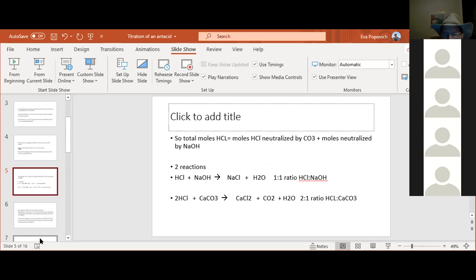So in this instance, our total amount of HCl is going to be the moles of HCl neutralized by the carbonate plus the moles neutralized by the NaOH. We're dealing with two different reactions. The HCl and the NaOH is no real problem. It's a one-to-one relationship between the NaOH and the HCl. So the moles neutralized by the NaOH, I can just subtract from the total moles of HCl, and that will give me the moles neutralized by the CO3. With the CaCO3, though, there are two HCl's for every CaCO3, so when we're doing this portion, we're going to have to employ the molar ratio.